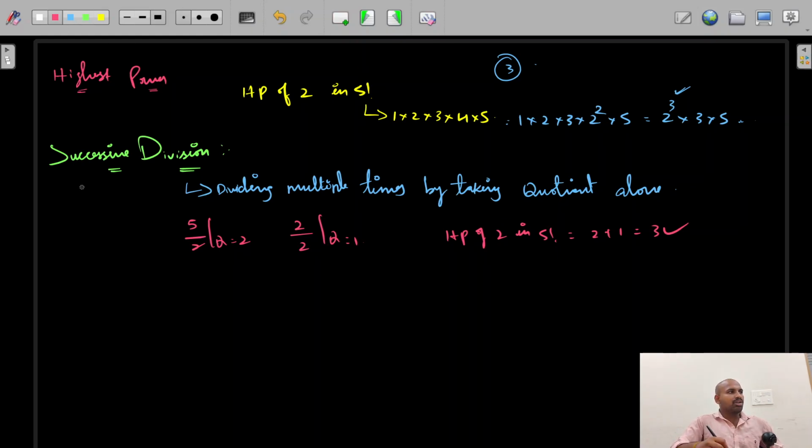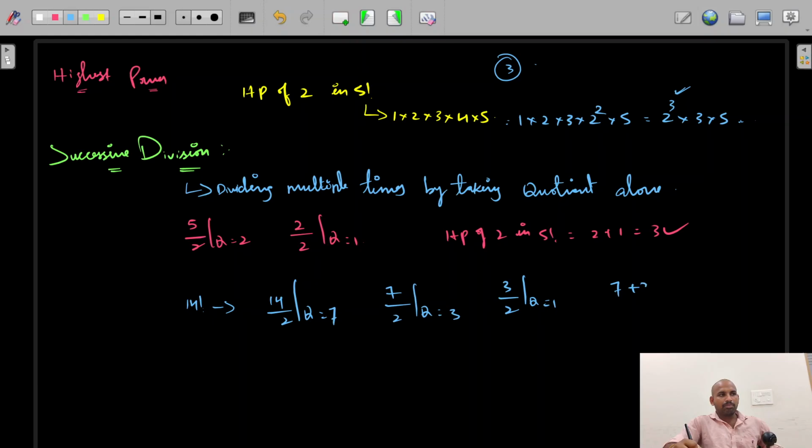For example, in 14 factorial also we can do that. I have to find the highest power of 2, which means 14 by 2. My quotient is 7 because 7 times 2 goes with 14. Again, I will divide 7 by 2. What is the quotient? It is 3. Again, 3 divided by 2, my quotient is 1. The highest power is nothing but 7 plus 3 plus 1. 7 plus 3 is 10, 10 plus 1 is 11. So 11 is my highest power of 2 in 14 factorial. This is how we find it using successive division.